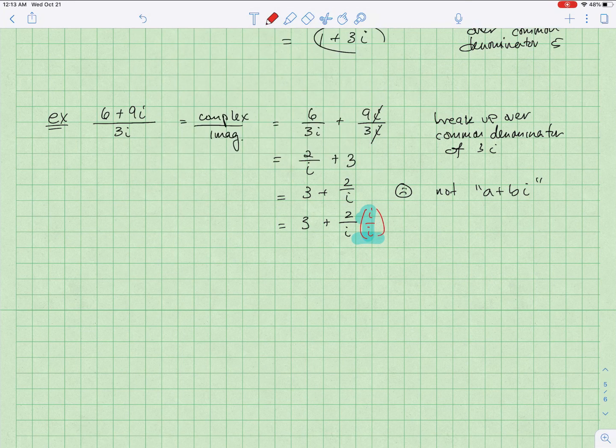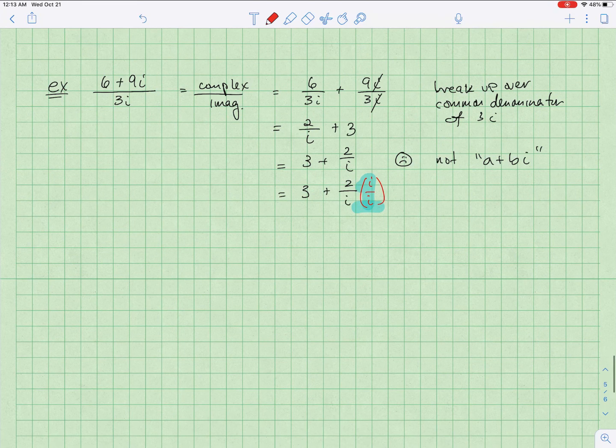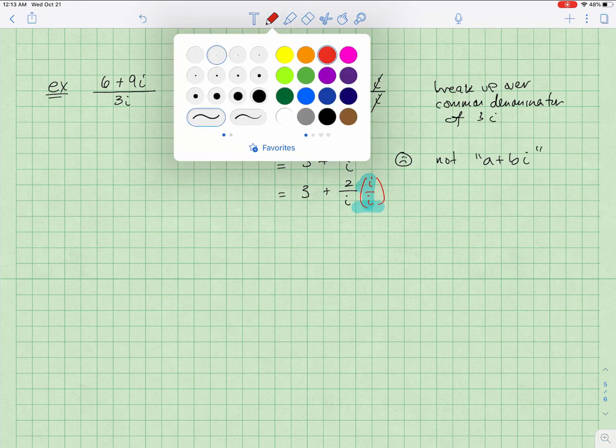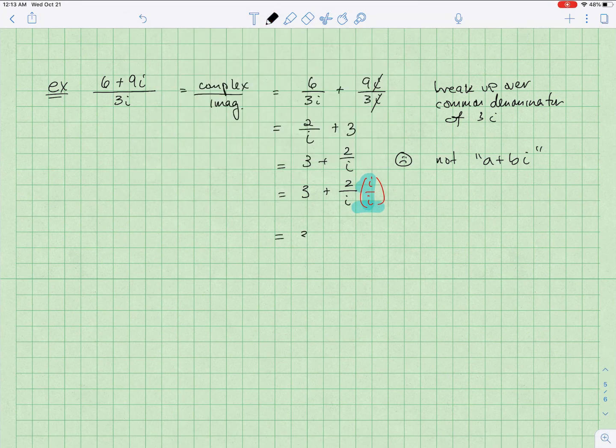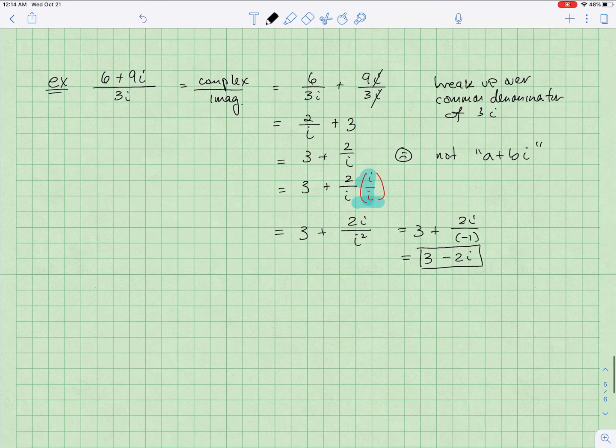I'm going to multiply top and bottom by i because I know that i times i is negative 1. So this is 3 plus, in the numerator I get 2i, and in the bottom I get i squared, which is 3 plus 2i divided by negative 1, which I can now write as 3 minus 2i. And now I have the proper complex form. So that's how you do a complex division by an imaginary number.